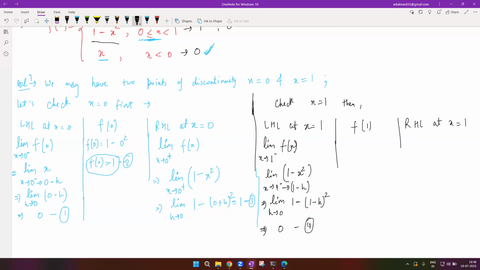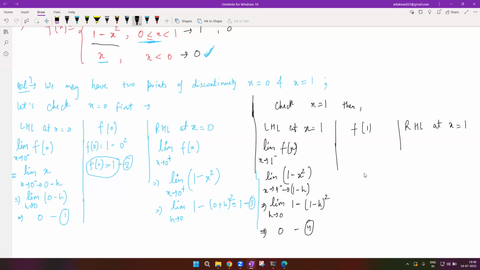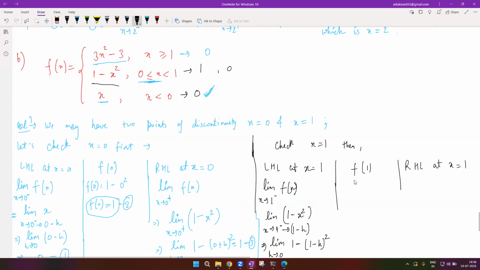This is equation 4th. Now let's find out f1. f1 यानी कि x की वैल्यू 1. x की वैल्यू 1 तो ये एक्सप्रेशन वैलिड है ना, 3x square minus 3. So f1 will be 3 into 1 square minus 3. So f1 is 0.